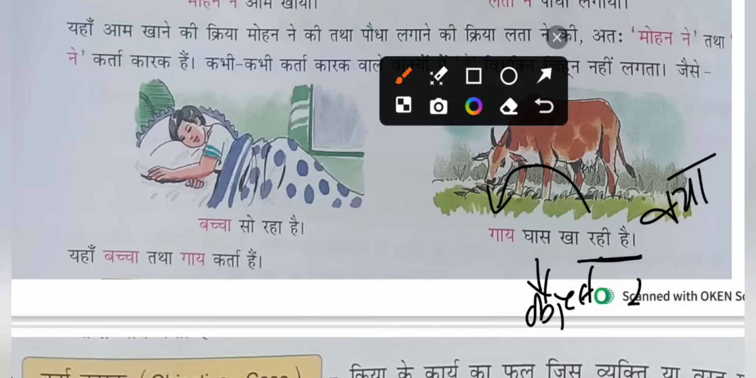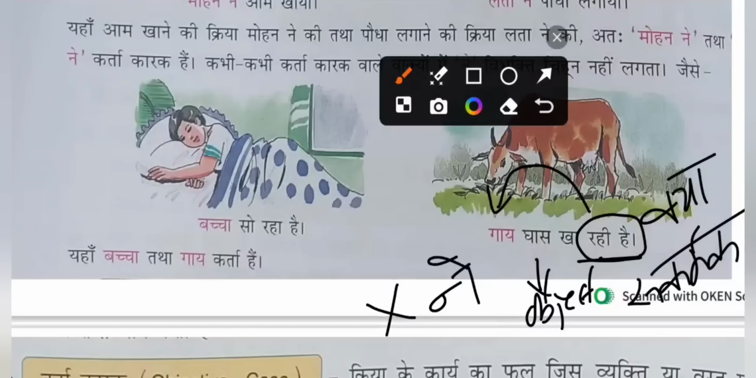This is a sakarmak kriya, right? But this is present continuous, so you don't have to put ne. It is self-understood who is doing the work. गाय ने घास खा रही है, you should not put. So ne will get attached only to the past tense, not to the present tense or the future tense or present continuous, even though it is a sakarmak kriya. This rule you have to remember.